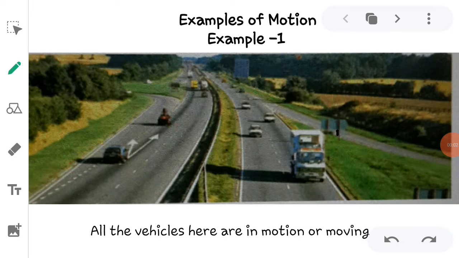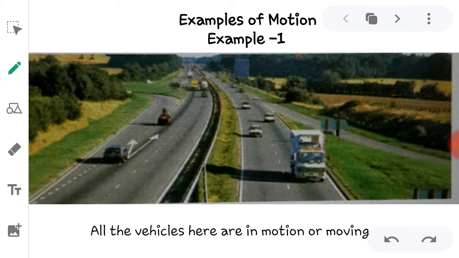Hello everyone. We are here to discuss the examples of motion and examples of distance and displacement. So we'll quickly start with the example of motion. Example number 1: as you can see in the picture, there are a lot of cars and trucks moving. When any object is moving, it is said to be in motion, or in the moving state. That is a basic example.